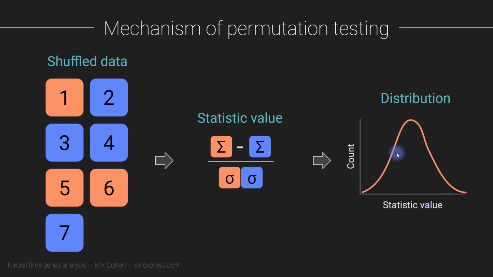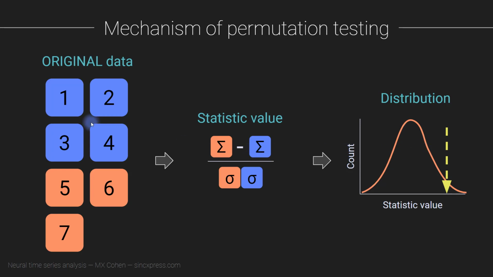Now, the shape of this distribution is not necessarily going to be Gaussian. That's just what I'm drawing here. But this will build up a distribution over hundreds to a few thousand different random shufflings of the condition to data point label. All right, so then you have this null hypothesis distribution. This is our empirical null hypothesis distribution.